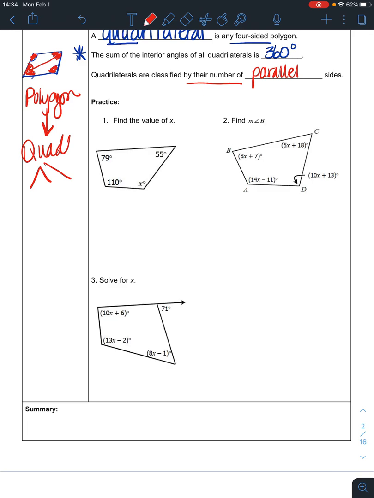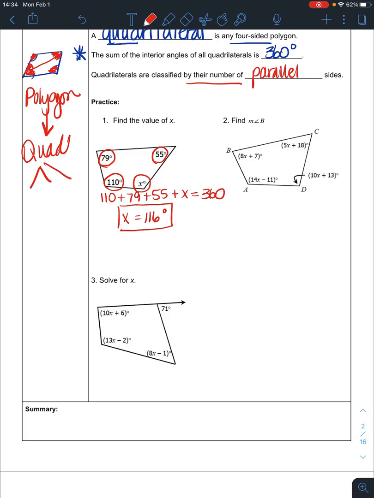So let's look at some problems involving the sum of the interior angles of a quadrilateral. If you look at number 1, find the value of x. If all four of these angles are interior, and all four of those angles are supposed to add up to 360, then you would do 110 plus 79 plus 55 plus x is equal to 360. Now, most of you could add those up, subtract from 360, and get that angle x has to be 116 degrees. The sum of the interior angles of a quadrilateral is 360.